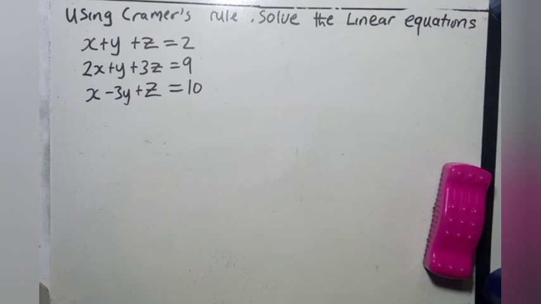x plus y plus z is equal to 2. 2x plus y plus 3z is equal to 9. x minus 3y plus z is equal to 10. And we are asked to find what x, y, and z are.